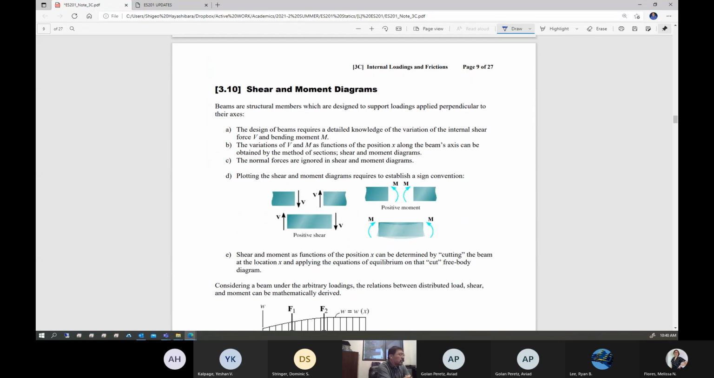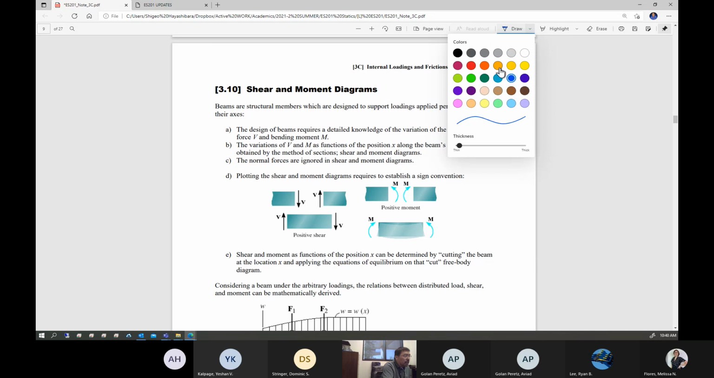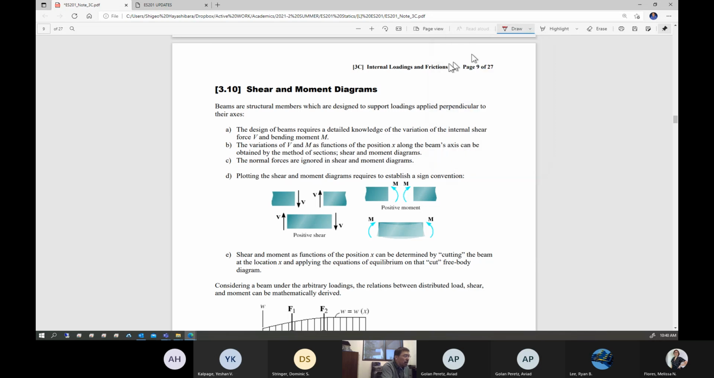So now let's step into how to construct the diagrams of the two internal quantities, shear and moment diagrams. Now we shift our focus to the application of beams.